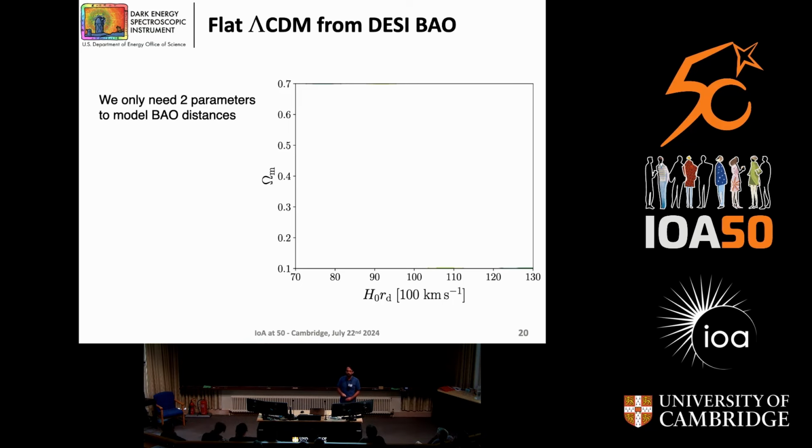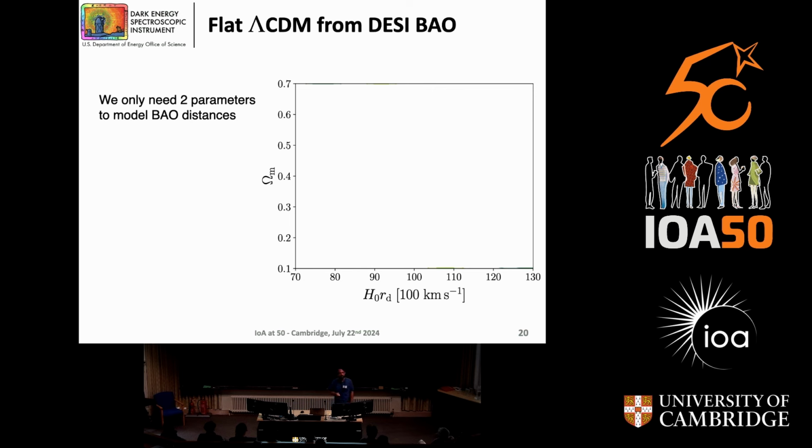So, okay, I'm going to show very few cosmological constraint results because I only have 1 minute left, but also because Licia Verde is talking afterwards, after the coffee break. But if you want to fit lambda CDM to BAO results in general, there are just 2 free parameters: the overall scale of the BAO in units of velocity, so that's H0 times r_d, and then the density parameter omega m.